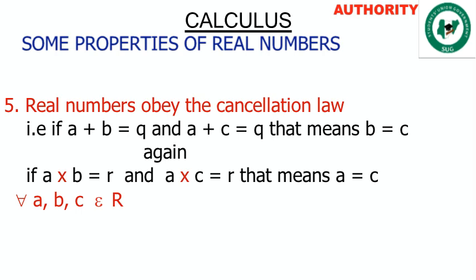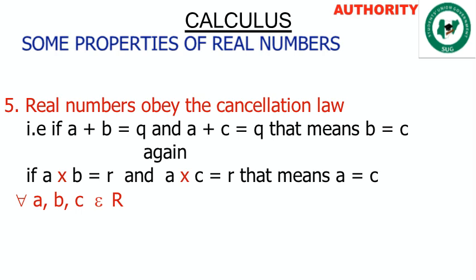Let me explain. When you pick a number and add it to A, let's say that number is B, your result will be what? Q. Now we also pick another number and we call it C, and we also add it to this A, and it gives us the same Q. That is to say that B is the same as C. You get it? So A, we cancel each other, so we have B is equal to C.